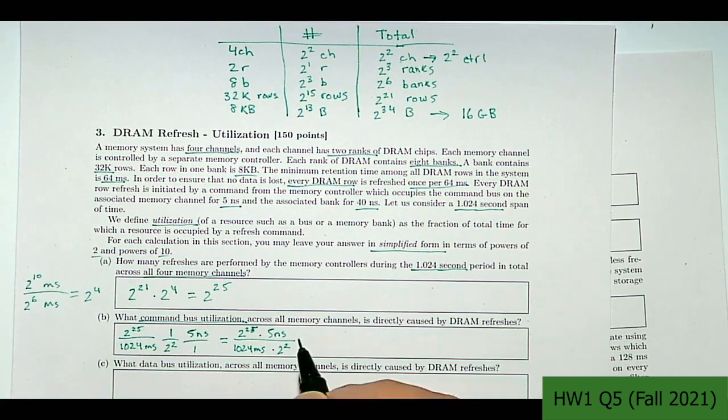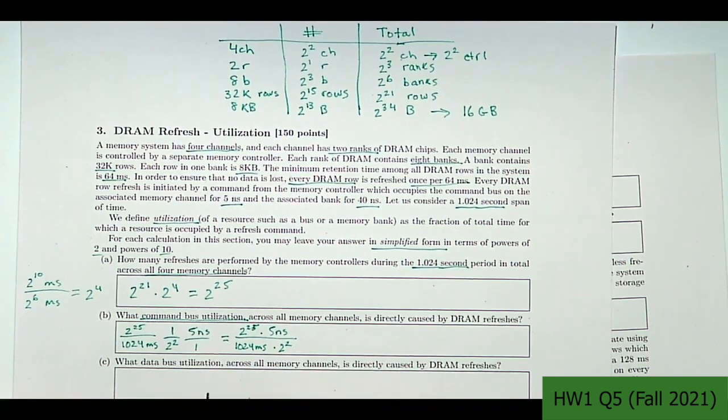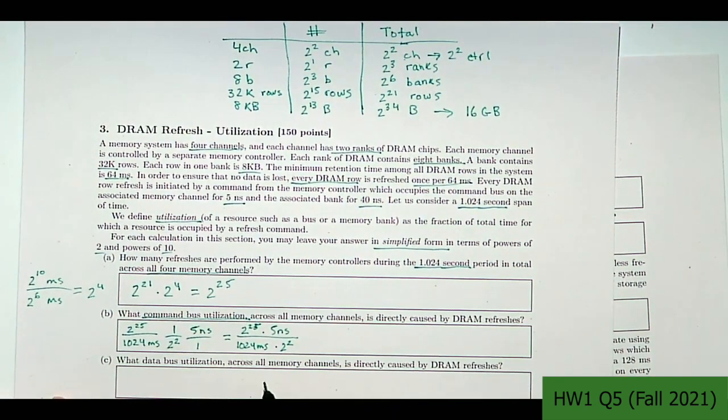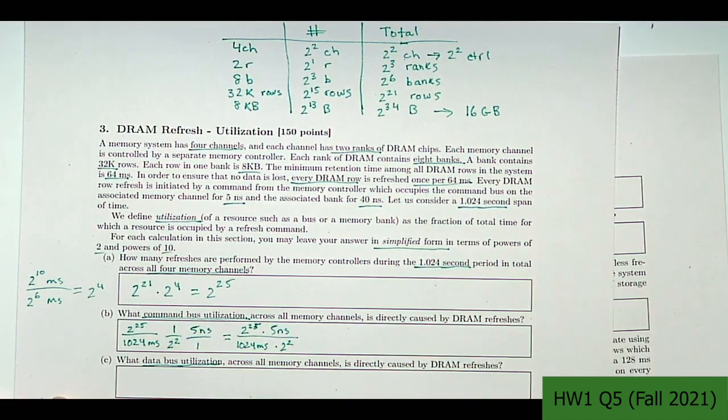And you could go ahead and simplify if you wanted to. You could divide these powers of 2 and convert the time units to the same quantity, but it's correct as is. So the next part of the question asks what data bus utilization across all of these memory controllers, memory channels, is directly caused by the DRAM refreshes, right? And so if we're asking about data bus utilization, then every time we do a refresh operation, we're not exchanging any data, right? So trivially there, the answer is just 0, right? Because there's nothing happening on the data bus whatsoever.